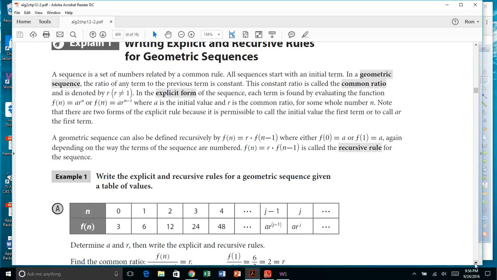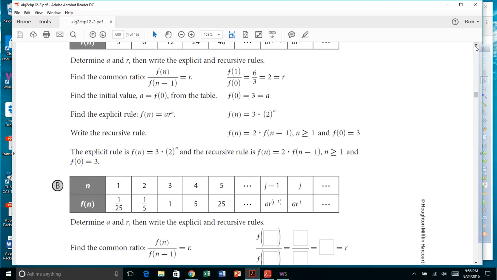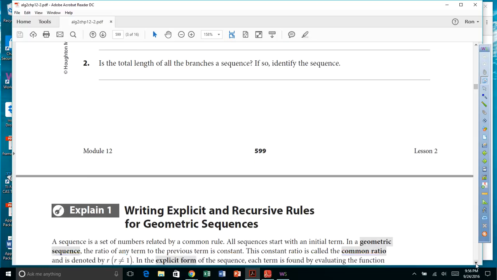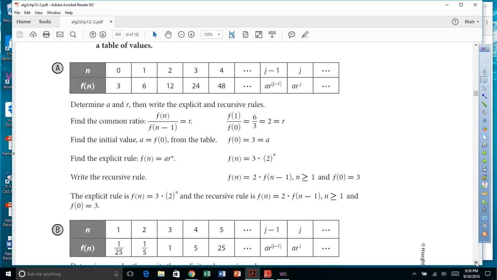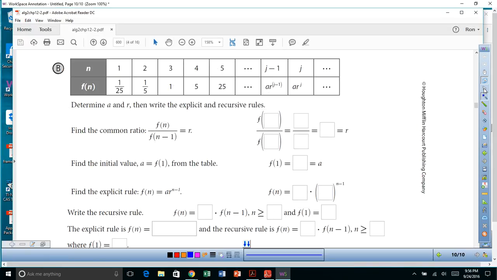Now, go ahead and stop the video and take a second and look at A. And when you come back, we'll write the explicit and the recursive rules for B. Glad you're back. You got 1 over 25, 2 over 1/5, 3 over 1, 4 matches with 5, 5 with 25, and so on and so on.